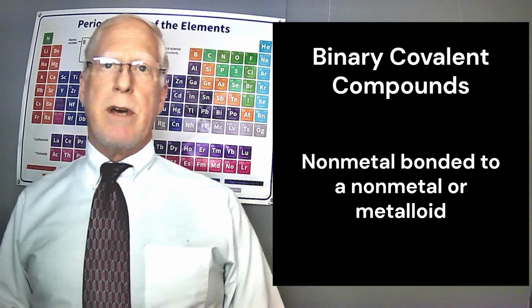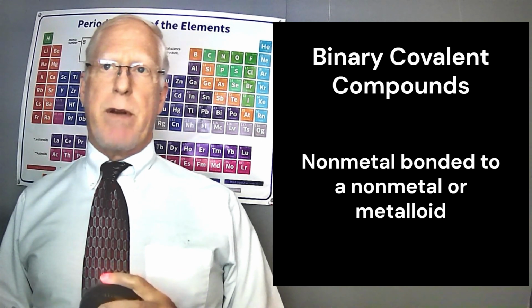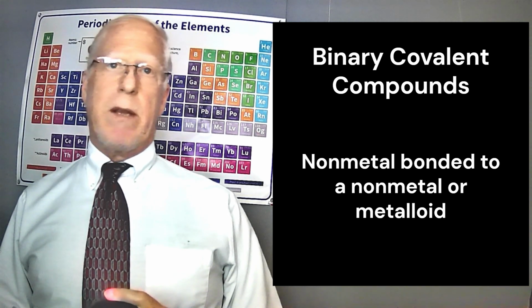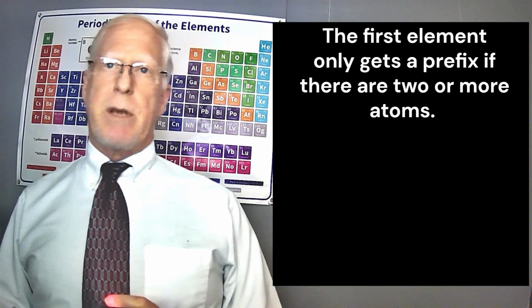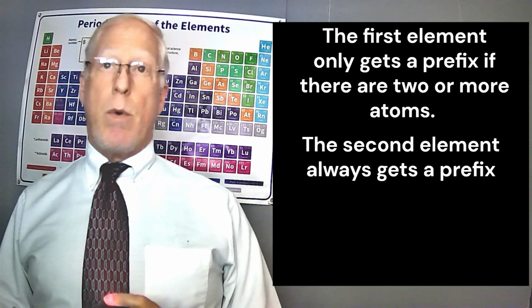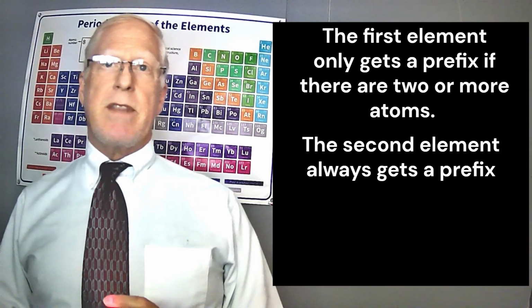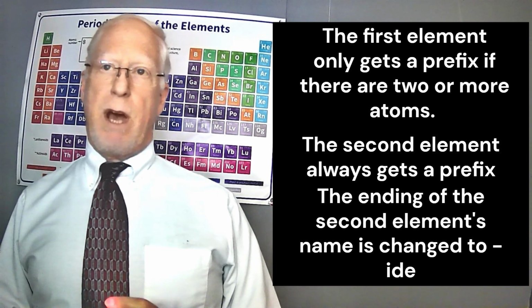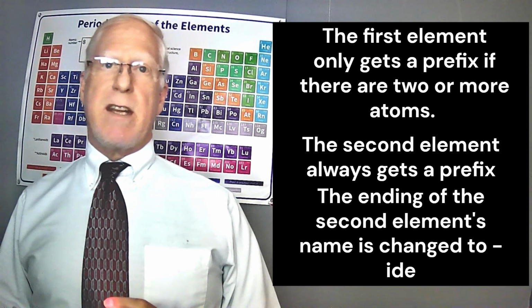Alright, that takes care of the ionic compounds. Now let's turn to the binary covalent compounds. These will be compounds composed of a nonmetal bonded to a nonmetal or a metalloid. Here we'll need those prefixes that are on the second page of the ion sheet. Like the ions, I urge you to memorize these prefixes. As a reminder, the first element only gets a prefix if there are 2 or more atoms, and the second element always gets a prefix. The ending of the second element's name is dropped, and IDE is added in its place.